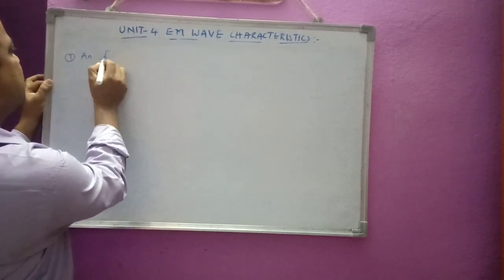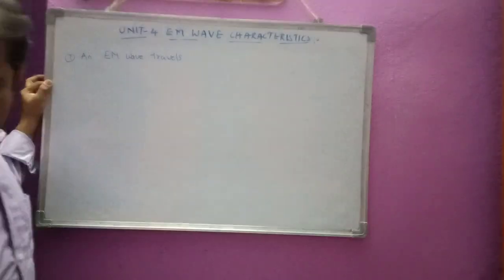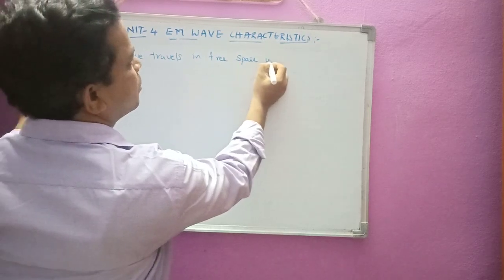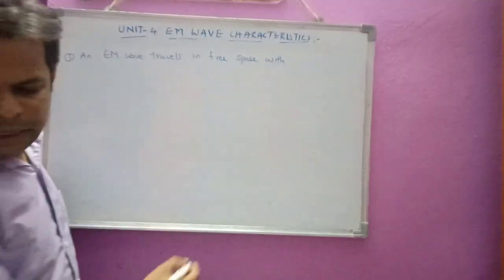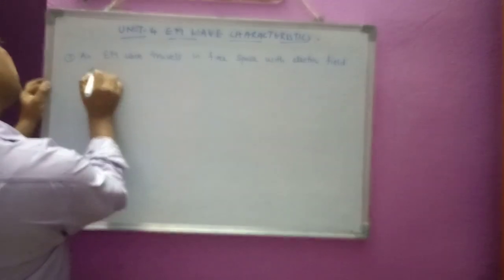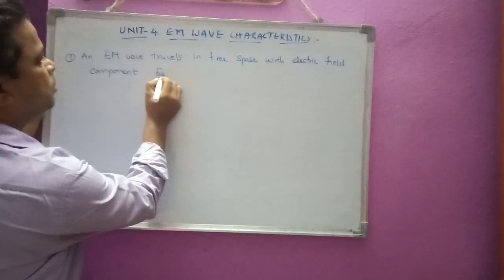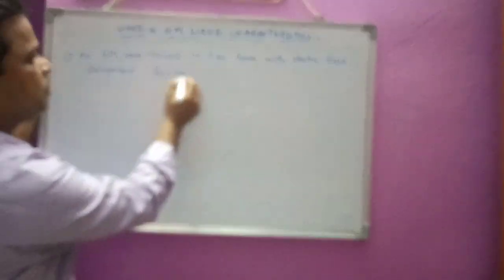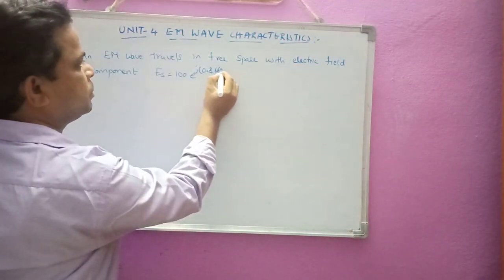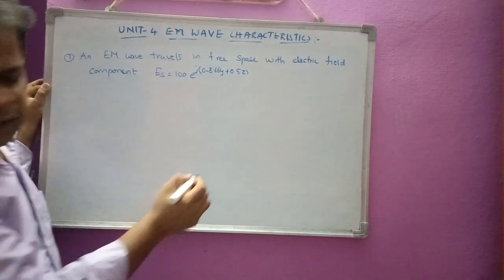An EM wave travels in free space with electric field component Es is equal to 100 e power j (0.866 y plus 0.5 z) ax volts per meter.